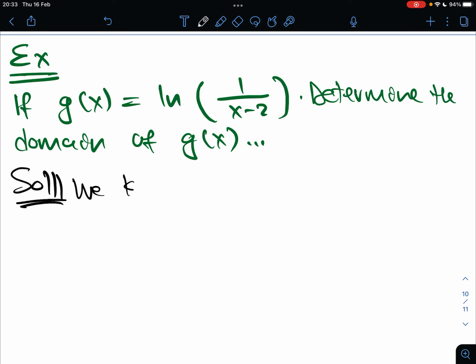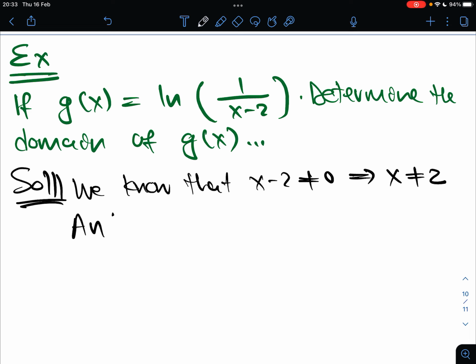So we know that this x minus 2, which is sitting there, can never equal 0. So this implies x can never be equal to 2. And what do we know again? And we know also that 1 over x minus 2 must always be greater than 0. You see? So those are things that we know. We know that 1 over x minus 2 is greater than 0.